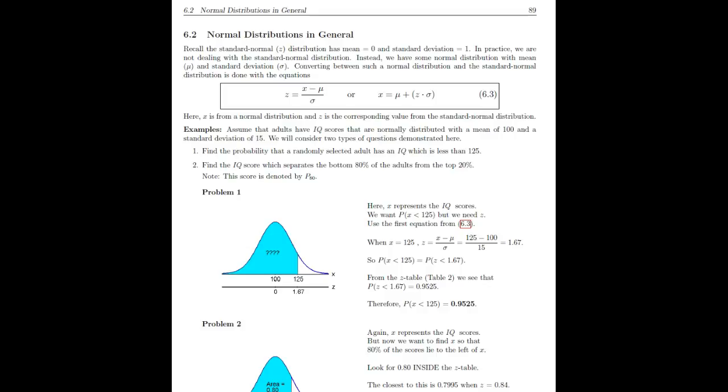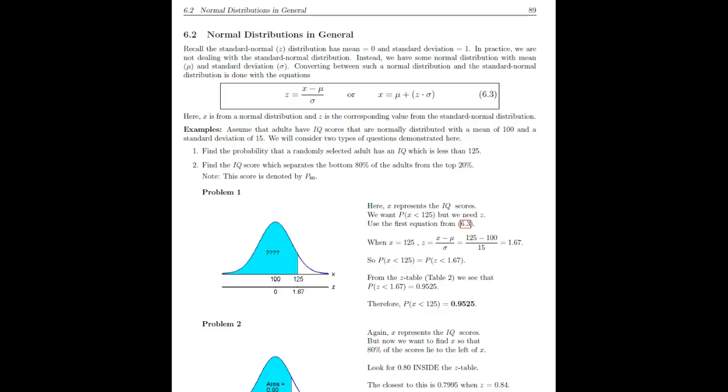Converting between such a normal distribution and the standard normal distribution is done by working with z-scores of the variable. Here, x is a data value from some normally distributed data set, and z is the corresponding value from the standard normal distribution. Really, z is the z-score, and that's going to correspond to a value on the z-score axis.